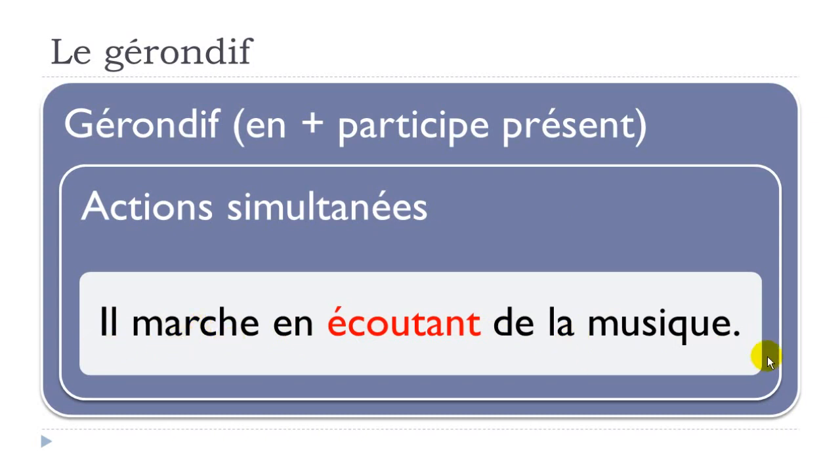So you can see that in this sentence here, we've got first il marche, so he is walking, marcher is to walk. En écoutant, so here we've got this preposition en, as we saw here. That's the first part of your gérondif. And the second part here is the participe présent, écouter. So the verb écouter is to listen, and this is the participe présent form de la musique. So in that case, you just want to express that he's walking and at the same time he's listening to music. Okay, so il marche en écoutant de la musique.